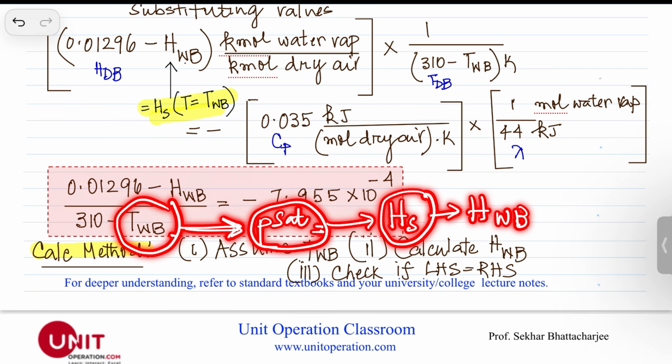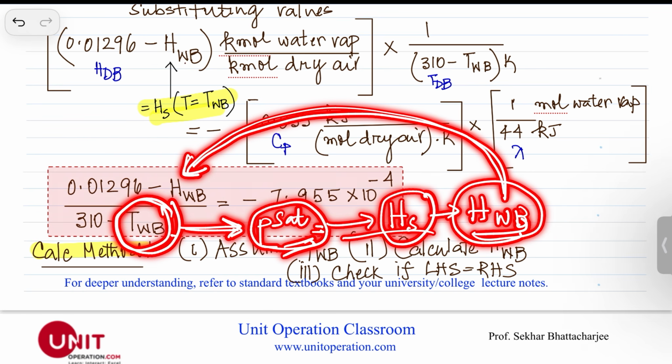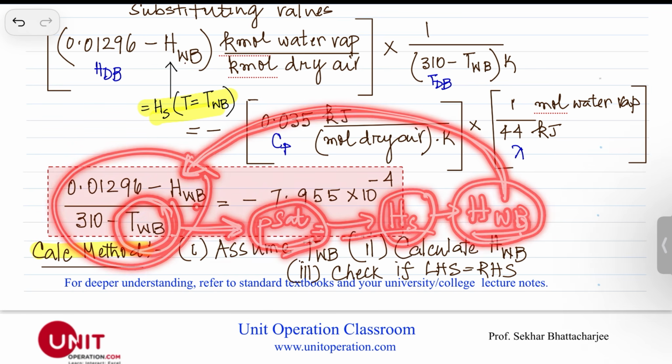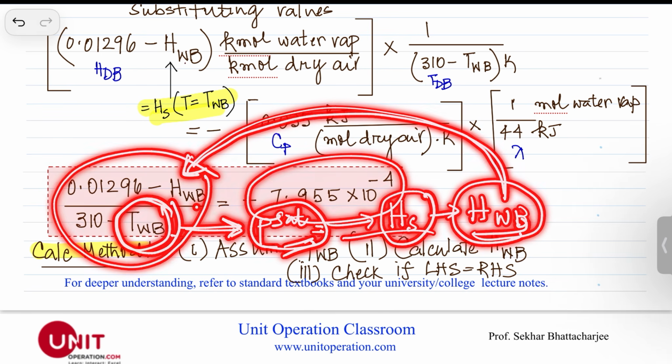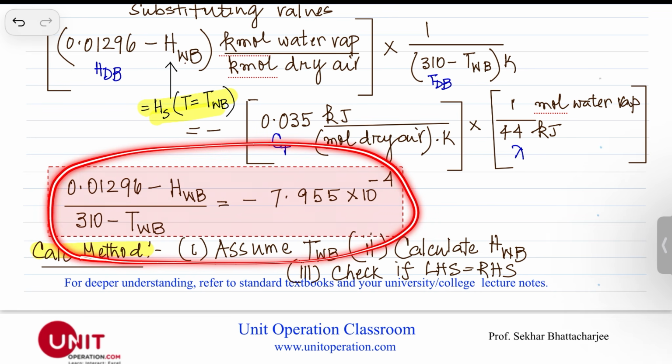Okay. So first we assume this, and based on that, using the value of saturation pressure, which is given in the table, the data supplied to us, we should be able to calculate the humidity at the wet bulb temperature. Then we calculate the left hand side. If the left hand side value is equal to this one, then we say this is the correct assumption. Otherwise, we have to make other assumptions. Okay. So this is a very important equation.